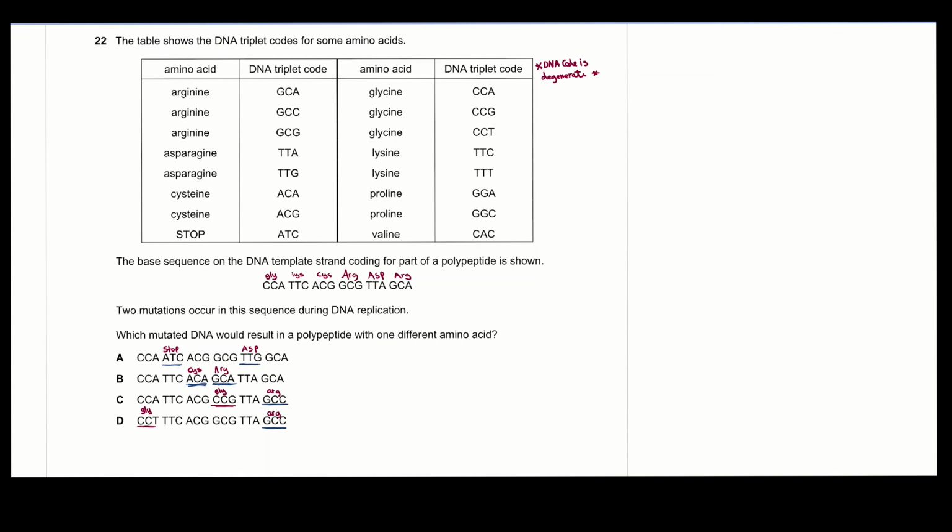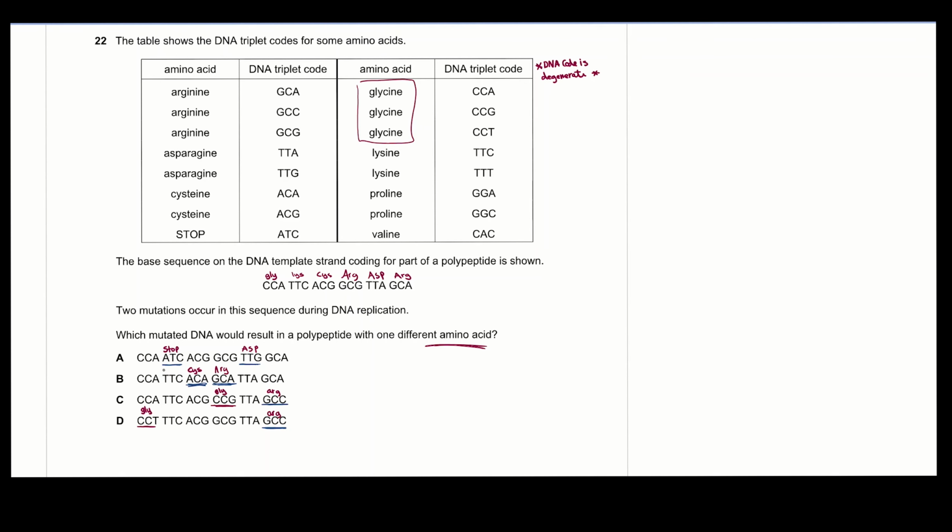2 mutations occur in this sequence during DNA replication. Which mutated DNA would result in a polypeptide with 1 different amino acid? First of all, to make things clear, we all should know that the DNA code is degenerate. By that, we mean several DNA triplets could code for the same amino acid, as we see here. The same amino acid is coded for by different DNA triplets. Therefore, it's asking which would result in a polypeptide with 1 different amino acid. I've annotated it for you to make it easier.